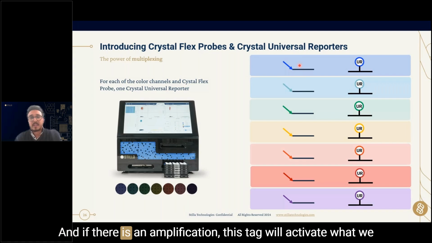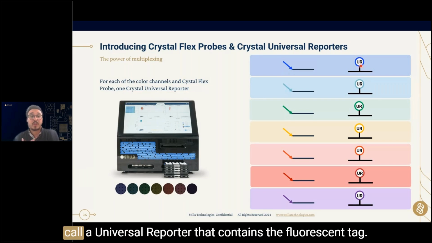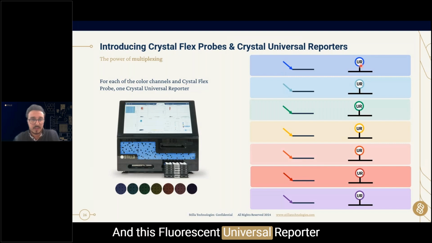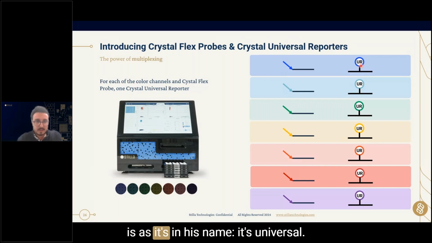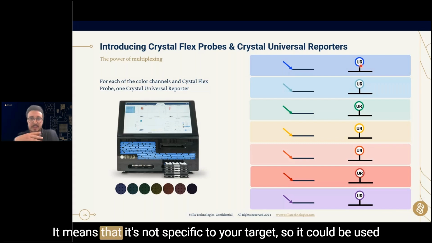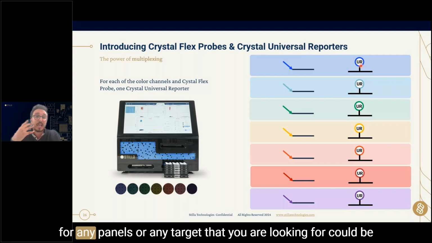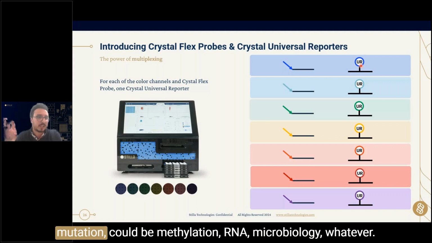And if there is an amplification, the tag will activate what we call a universal reporter that contains the fluorescent dye. And this fluorescent universal reporter is, as its name says, universal. It means that it's not specific to your target, so it could be used for any panel or any target that you are looking for. Could be mutation, could be methylation, RNA, microbiology, whatever.